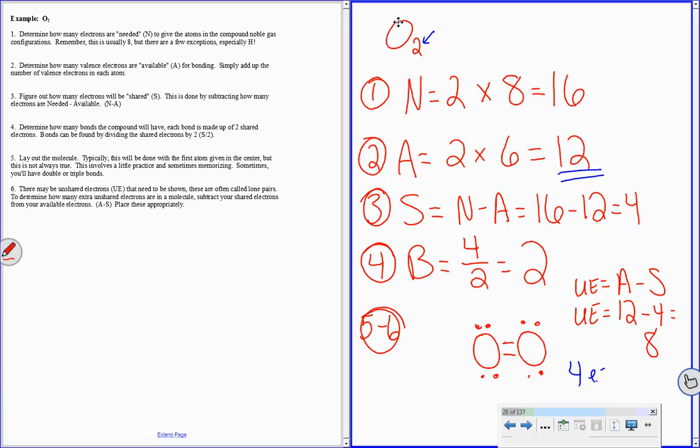A nice check at the end is, does each of my atoms have 8 electrons? 1, 2, 3, 4, 5, 6, 7, 8. 1, 2, 3, 4, 5, 6, 7, 8. Another nice check is, did I draw the proper number of electrons? I cannot draw more than 12 electrons. That's all I have to bring to the table. 1, 2, 3, 4, 5, 6, 7, 8, 9, 10, 11, 12. I drew 12 electrons. Good to go.